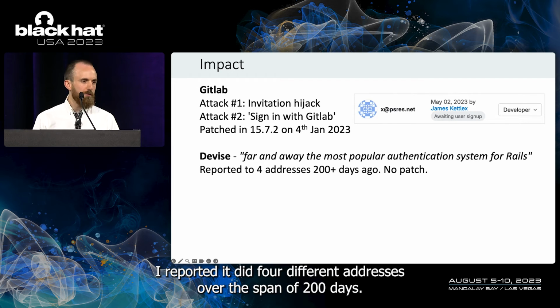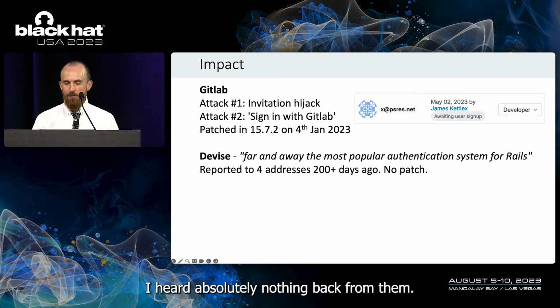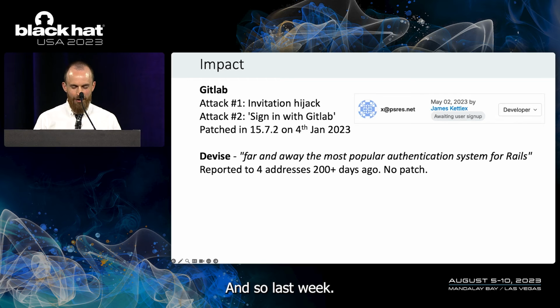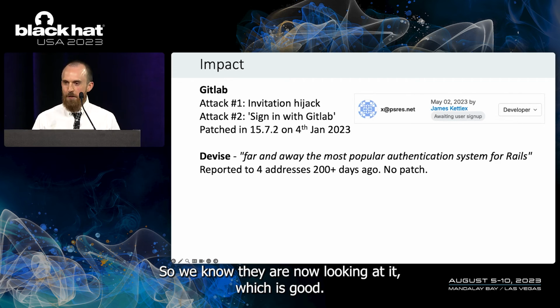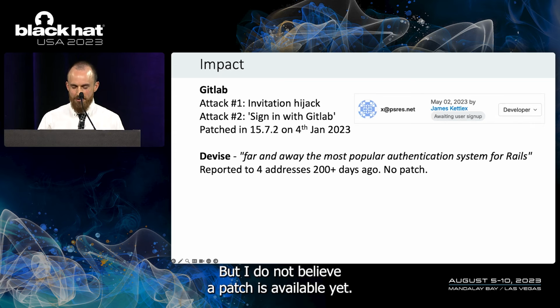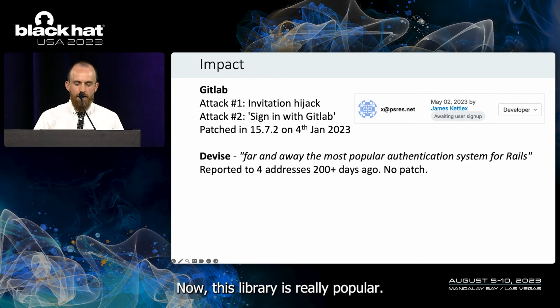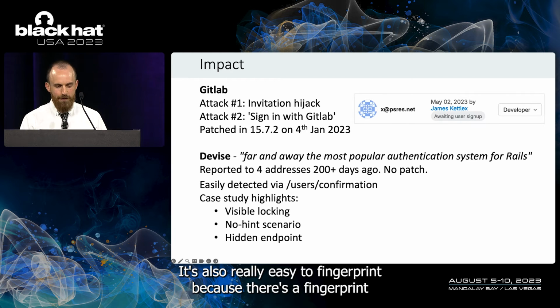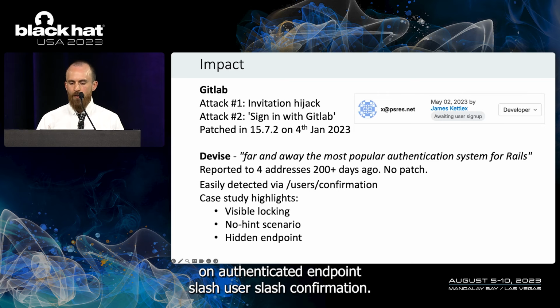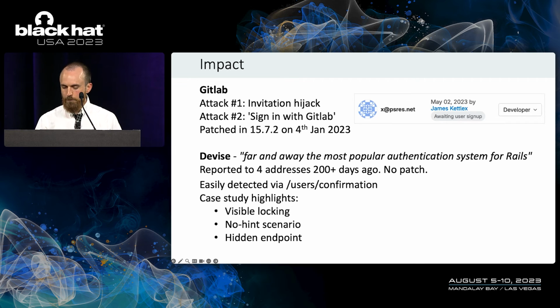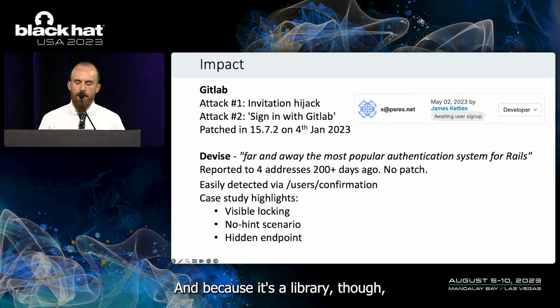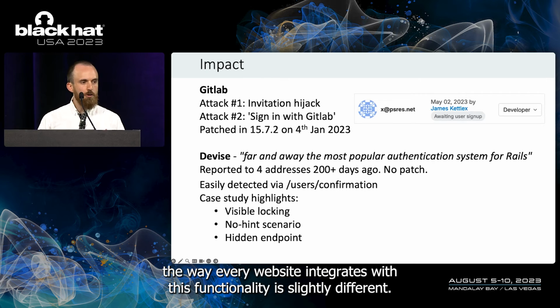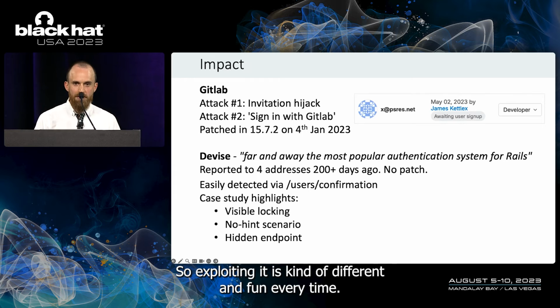I reported it to 4 different addresses over the span of 200 days and heard absolutely nothing back from them until last week. So we know they are now looking at it, which is good, but I do not believe a patch is available yet. Now, this library is really popular. It's also really easy to fingerprint because there's a fingerprintable unauthenticated endpoint at /users/confirmation. And because it's a library, the way every website integrates with this functionality is slightly different, so exploiting it is kind of different and fun every time.